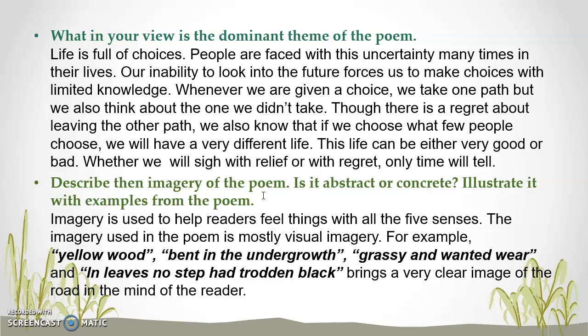Describe the imagery of the poem. Is it abstract or concrete? Illustrate with examples from the poem. So imagery is used to help the reader feel things with all five senses. So in this poem, basically we are using visual imagery, so that you can actually see things in your mind. For example, "yellow wood" tells you the forest in autumn with all the yellow color. "Bent in the undergrowth," you can actually imagine the path going and disappearing in the grass, "grassy and wanted wear."